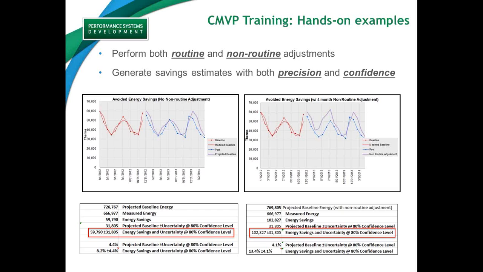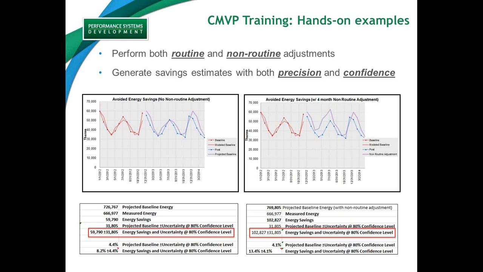You see, again, I've highlighted in red at the bottom of this chart. Now we have 102,827 kilowatt hours, plus or minus the same level of uncertainty, 31,805 kilowatt hours at an 80% confidence level. So while these two savings estimates are very different, one represents an M&V plan that was executed without a non-routine adjustment. One represents one that was with a non-routine adjustment. And wow, look at the difference now, 13.4% plus or minus 4.1.